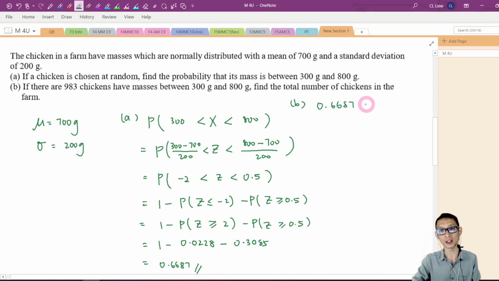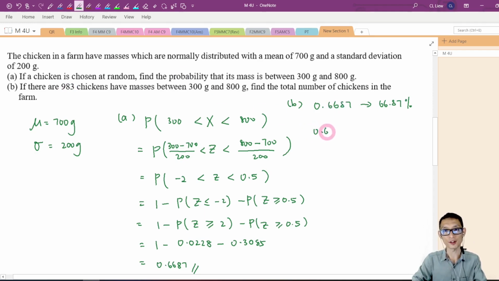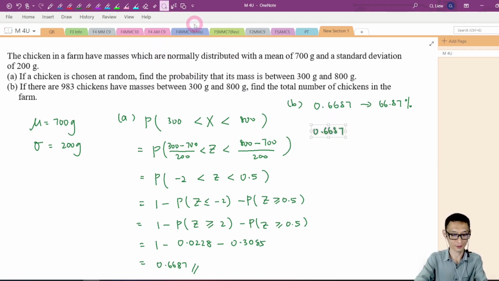0.6687 is actually equal to 66.87%, right? So you can think this way, 66.87% is equal to this, so how about 100% total? You can use percentage to get the answer, or if you don't want, you can use this one also. I will show you both. 0.6687. I'm going to use the ratio method to help us get the answer.